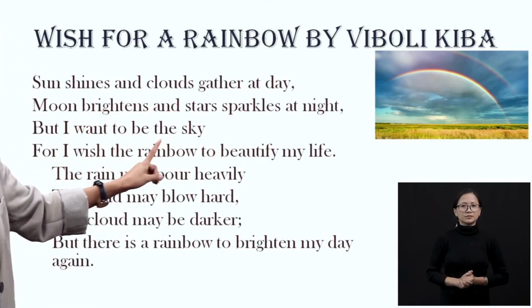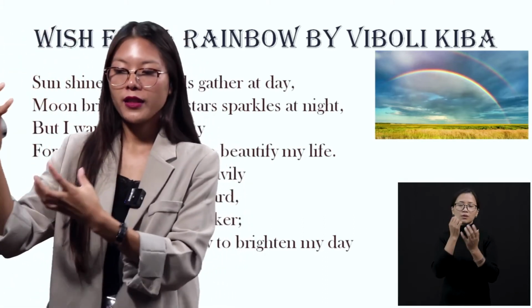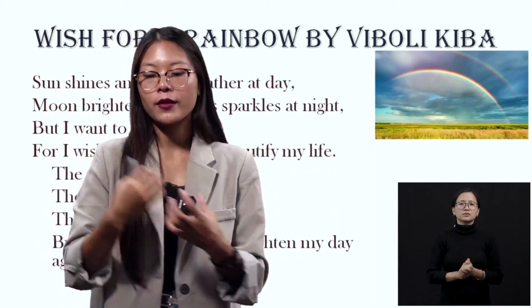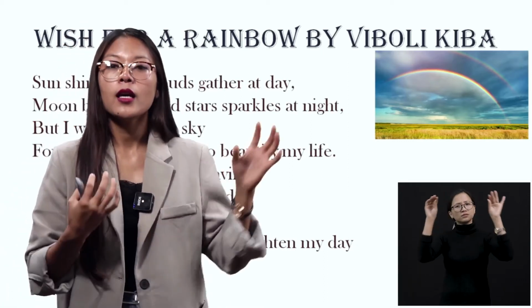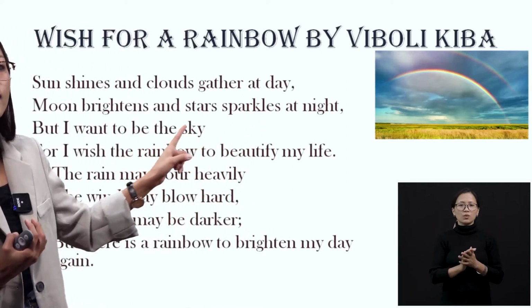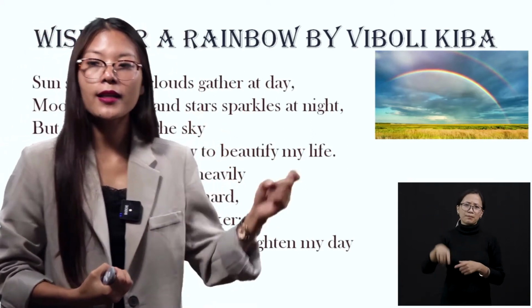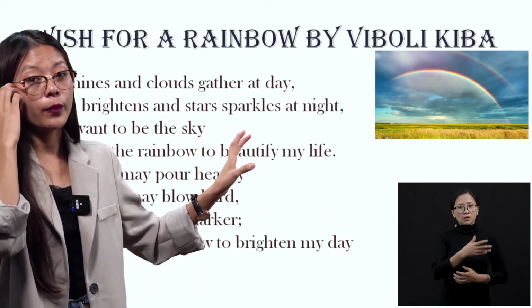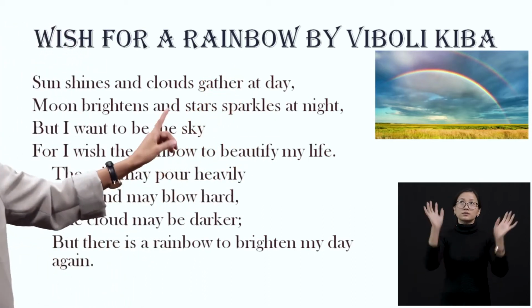But I want to be the sky. See, the poet is appreciating the beauty of the sun and the moon, right? During the daytime, he loved the sun. During the nighttime, he loved the moon and the stars. But the poet wants to be the sky. That means he admired the sky the most, right? The sun, the moon, the stars, they're all beautiful. But above all, for him, the sky is the best. And he wished to be the sky.